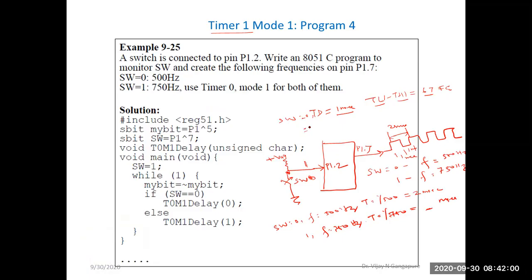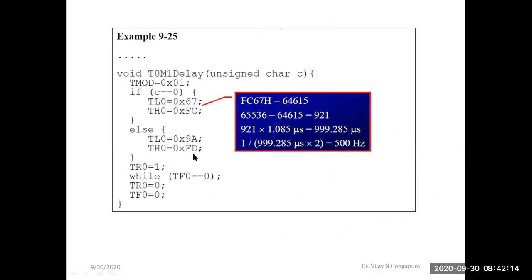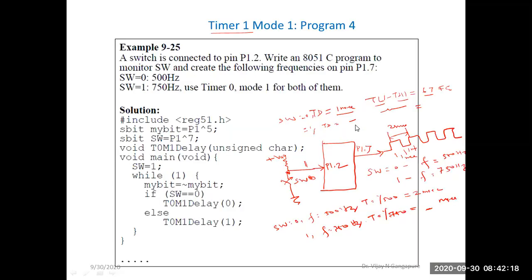If the switch is 1, then the time delay required is different. For that I have to determine the value to be loaded in TL1 and TH1, and that will be 9A FD. Okay, FD 9A. So this will generate a frequency of 750 hertz on pin number 7 of port 1.